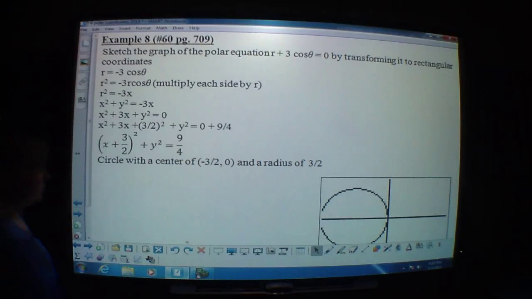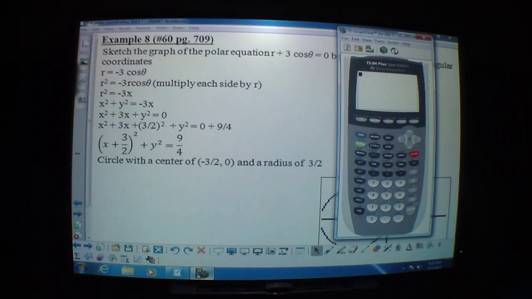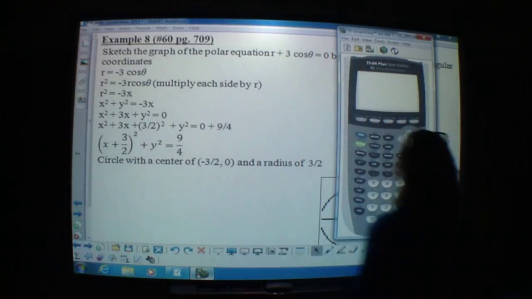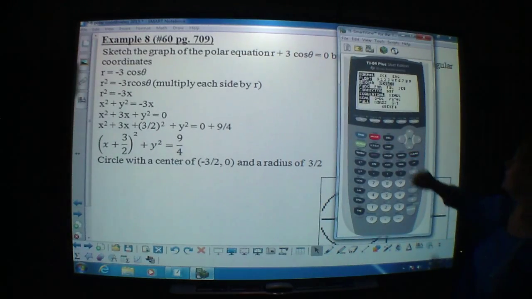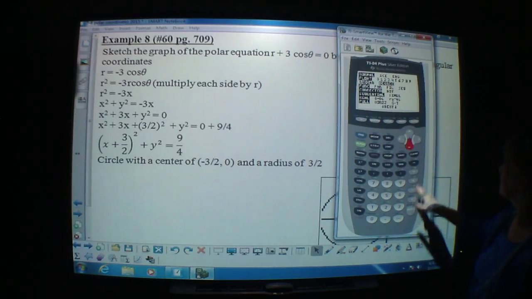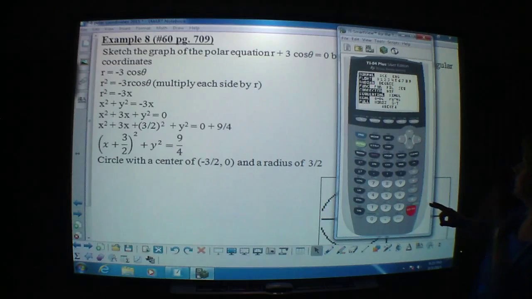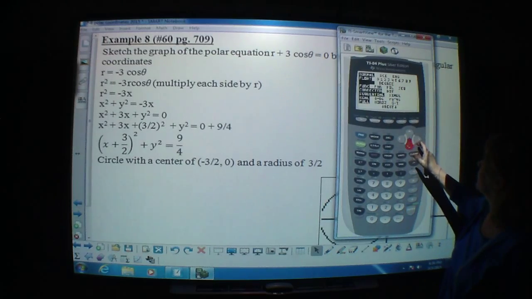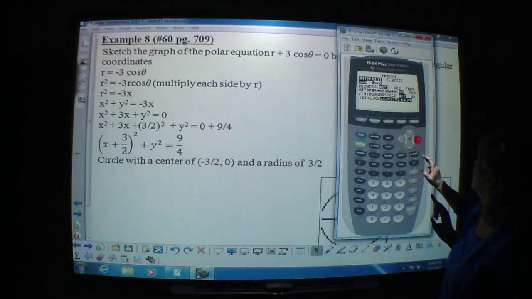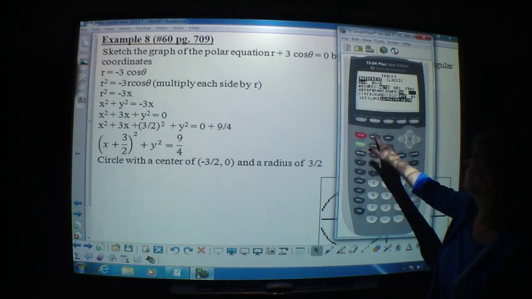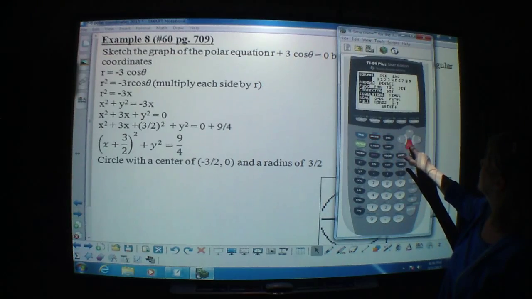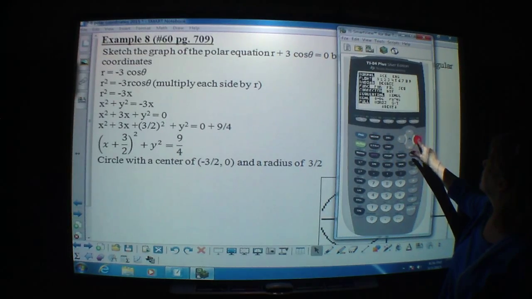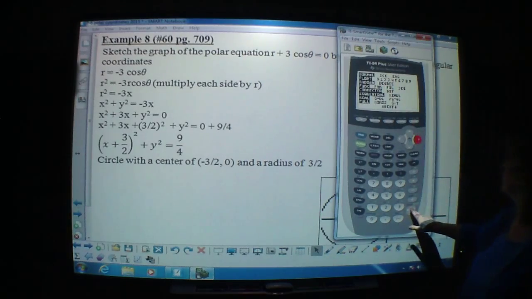So let's get our calculator out. And let's graph one of these polar equations. R is equal to -3 cosine of theta. I have my calculator up here. First of all, go to mode. I'm going to put it in radian mode. It doesn't really matter, but radian mode will make it a lot easier to graph. Then mode, down to function, down to polar, there's polar, so push enter.